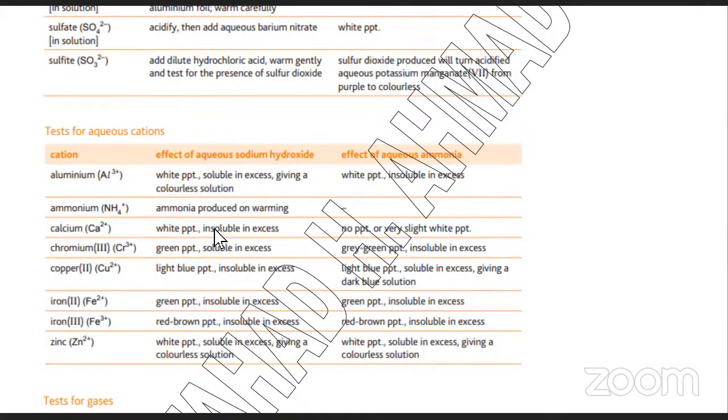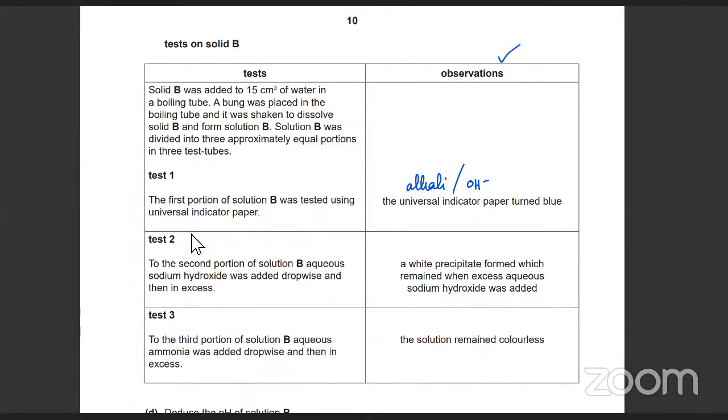White precipitate, so it could be calcium ions. What else gives a white precipitate? Calcium will remain behind. This is also soluble in excess, so you're just left with calcium. So this confirms it has calcium ions.